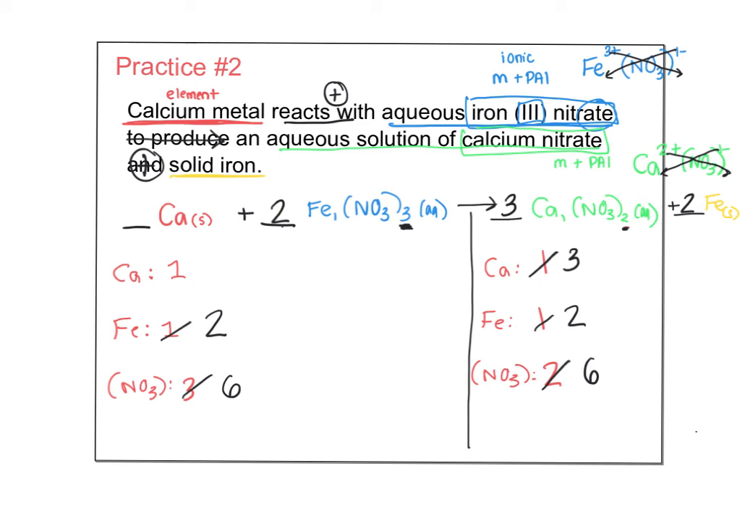That's 2 iron. And now let's fix finally the calcium. I have 3 on this side, so let's go over. What do I need to put in front? Well, I need to put a 3, because 3 times 1 gives me 3. Does everything match?